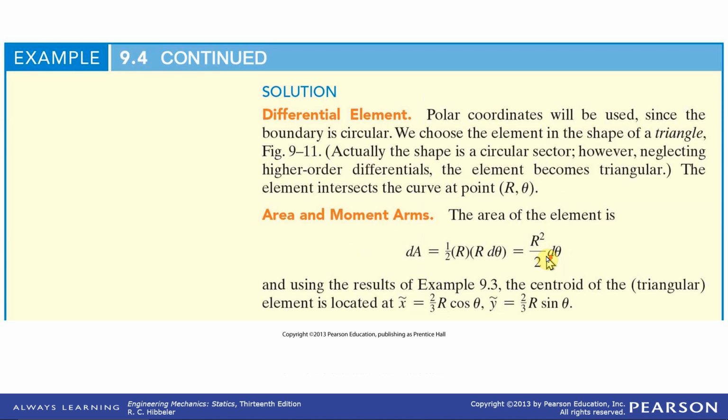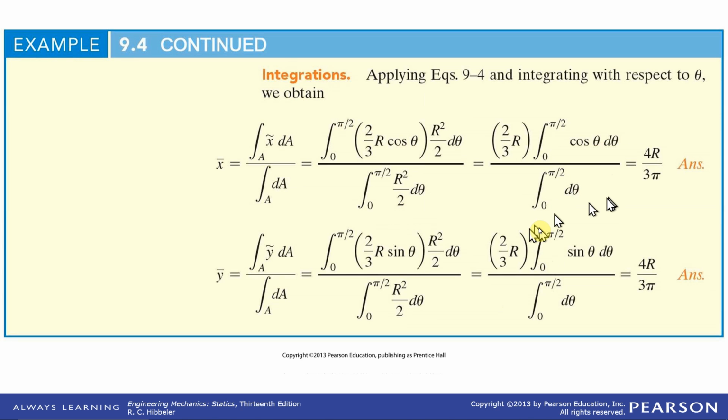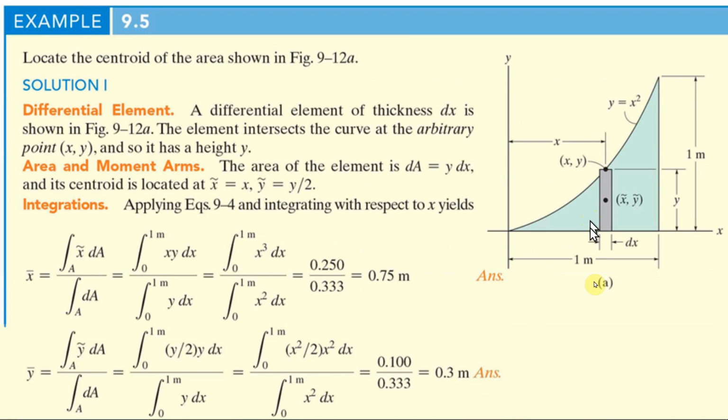Okay, let's go back and take a look. So we'll get these integrals then. This integral is 1. This integral is pi over 2. And so we will get 4r over 3 pi. This integral is 1. This is pi over 2. Anyway, same answer. So we get the centroid of a quarter circle area. And there we go. Next one.